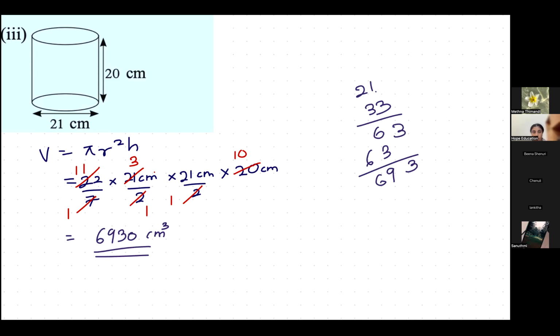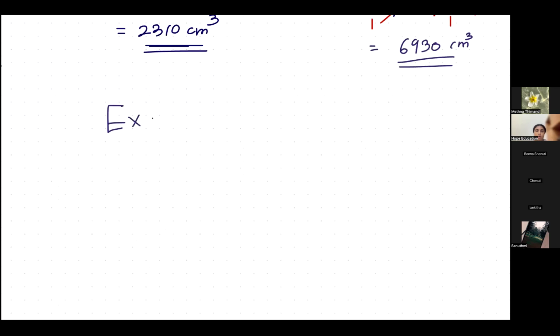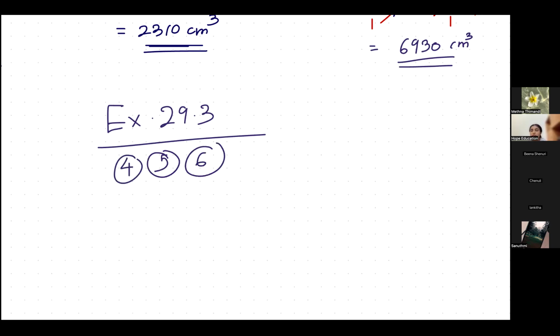Then, Sanudmi, I asked you to post the homework. This is exercise 29.3 now. Questions 4, 5, and 6. Do these questions. Everyone mark them and post them in the group.